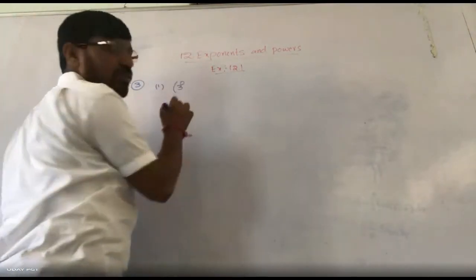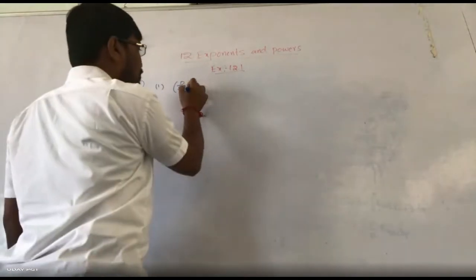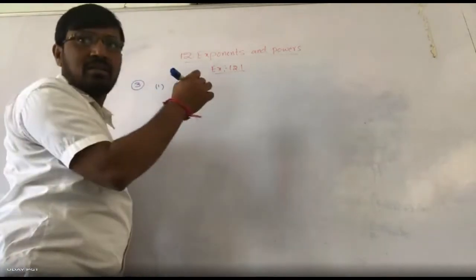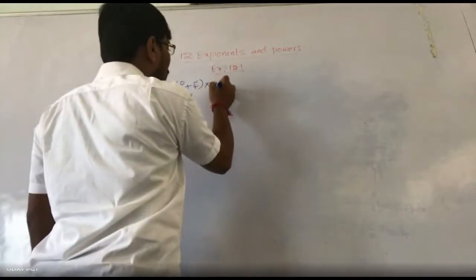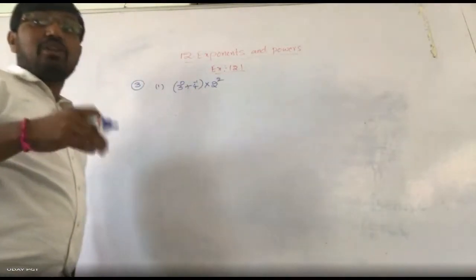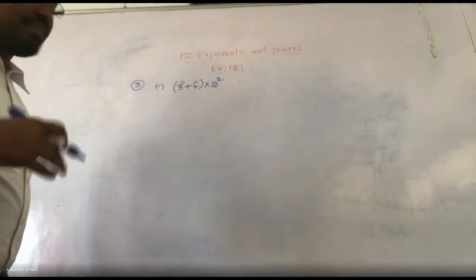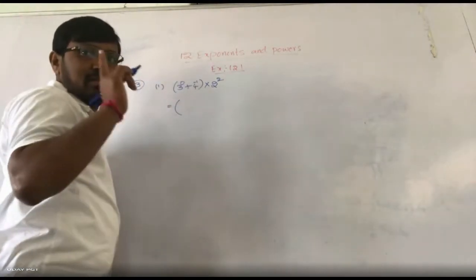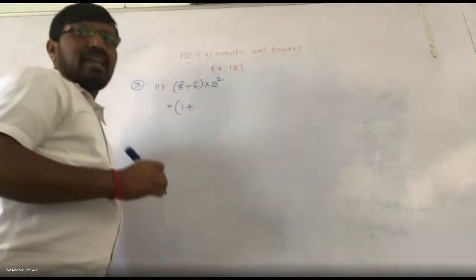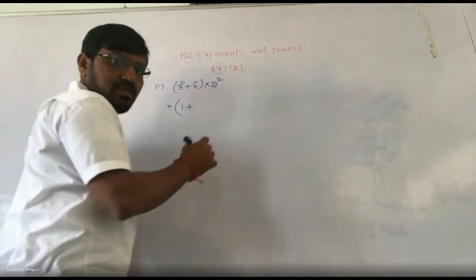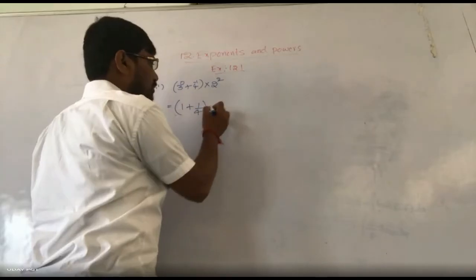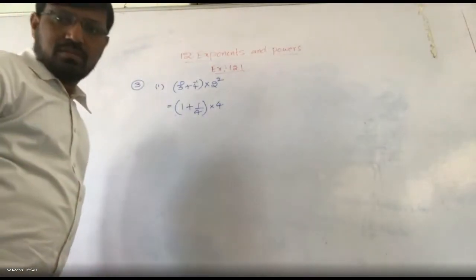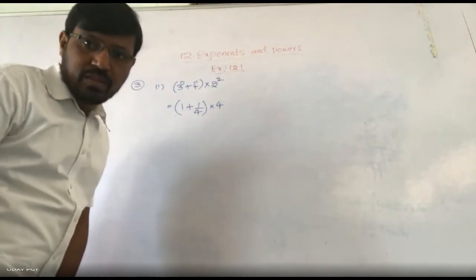3 power 0 plus 4 power minus 1 into 2 power 2. Here the value is asked; you need to find the number. What do we get? 3 power 0 value is 1. 4 power minus 1 value is 1 by 4. 2 square value is 4.